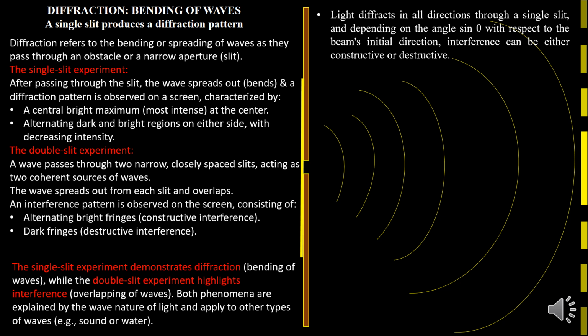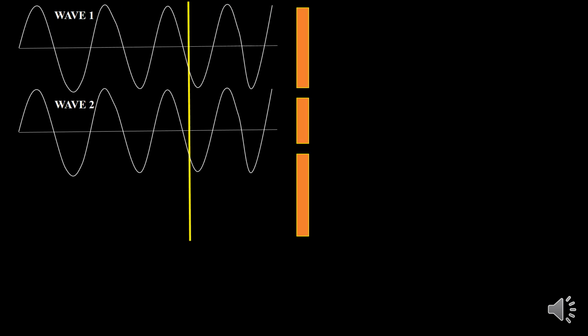So what do you learn from the single slit and the double slit experiment? The single slit experiment demonstrates the diffraction, the bending of waves, while the double slit experiment highlights the interference pattern or the overlapping of waves. So both phenomena, that is diffraction as well as interference, are successfully explained by the wave nature of light, and these apply to other types of waves. So that's about the diffraction.